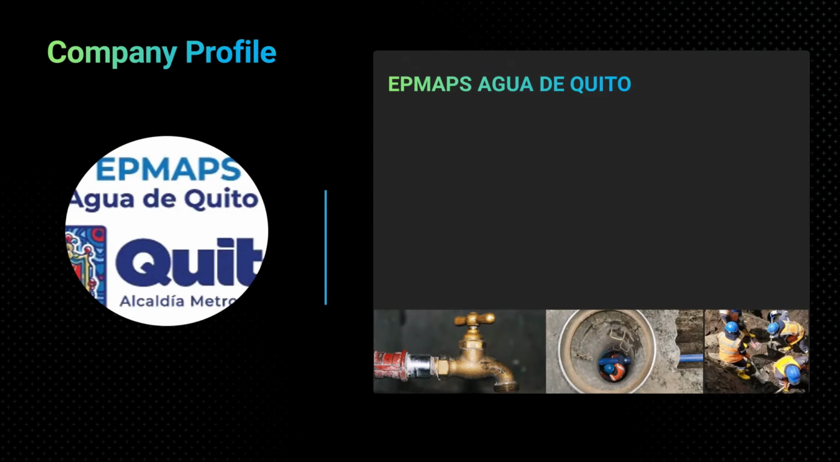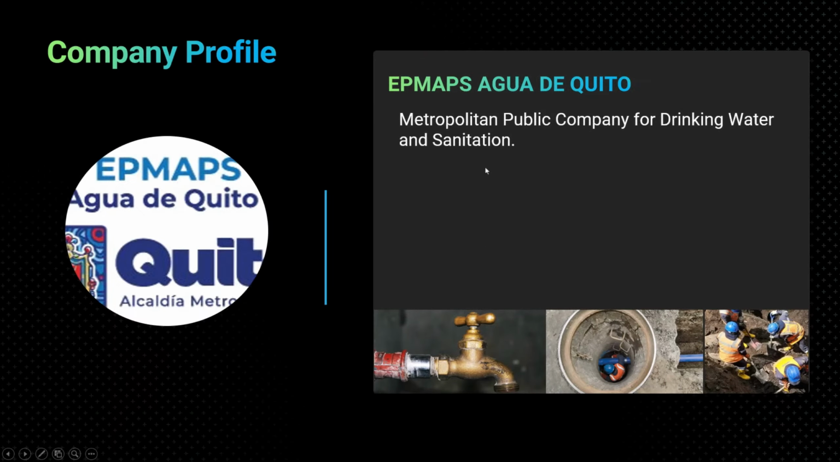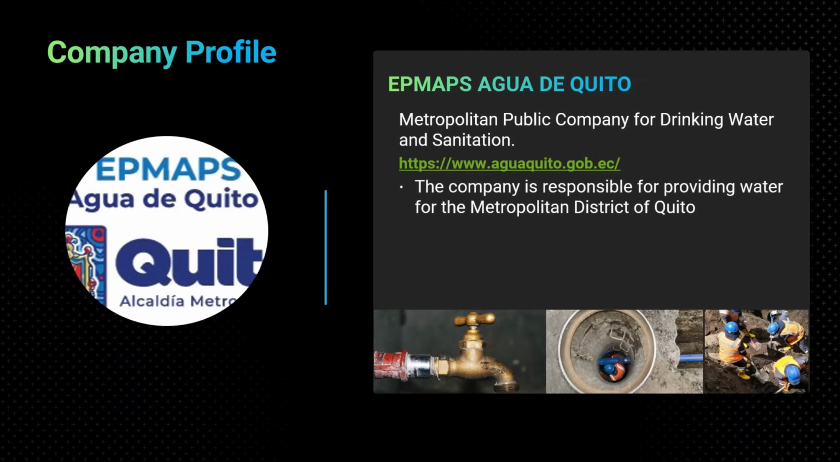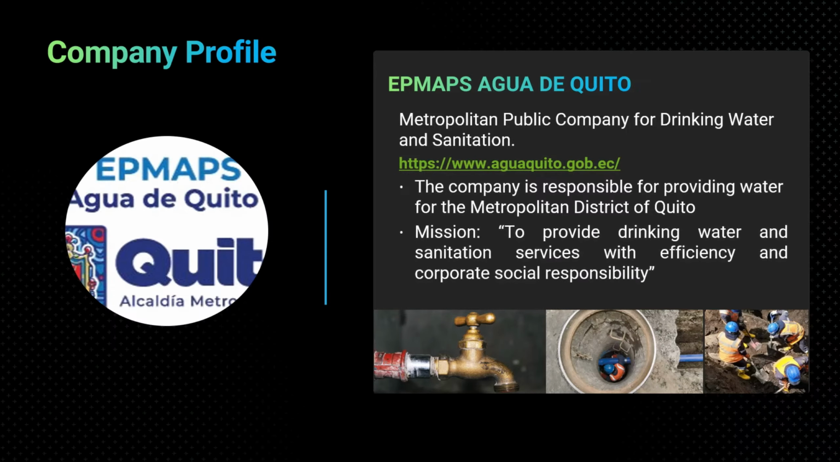Now let me tell you something about the company where I work. It's the Metropolitan Public Company for Drinking Water and Sanitation. This company is responsible for providing drinking water for the Metropolitan District of Quito. We have a 100 drinking water quality, 97% drinking water coverage, and 94% sewage coverage. The mission is to provide drinking water and sanitation services with efficiency and corporate social responsibility. We have executed more than 5,000 projects.